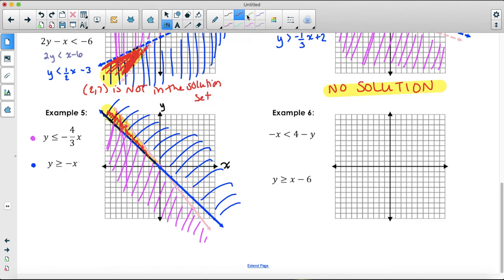That's our solution set. So then we also look for (2, 7), which is only in the blue section. So (2, 7) is not in the solution set.